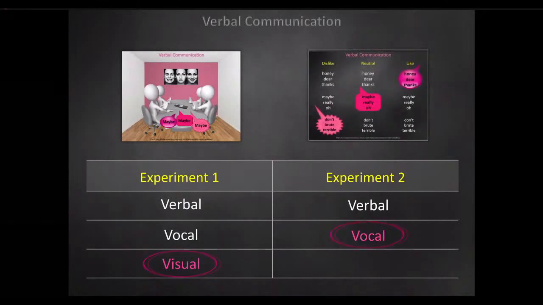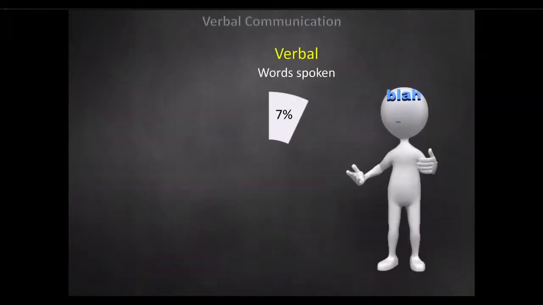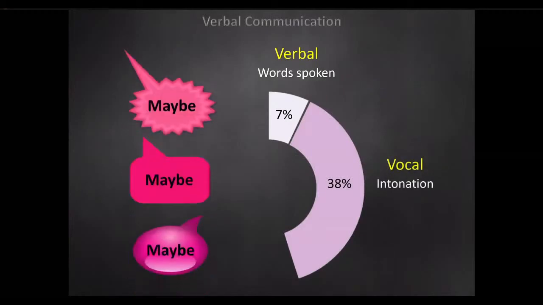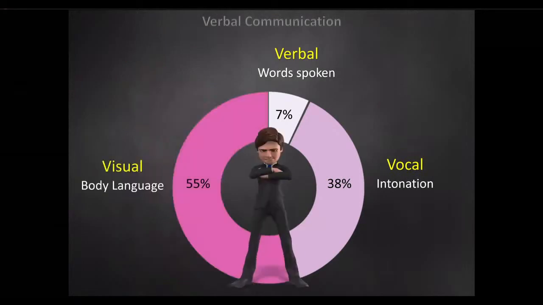Professor Mehrabian combined the results of the 2 studies and therefore came up with this model. 7%. This is what is literally being said. The other 93% is non-verbal, made up of the tone of the voice, that means how something is conveyed, and the body language. That refers to posture, facial expressions, and gestures. This means that if a person dislikes something, the visuals contributed most to his dislike.